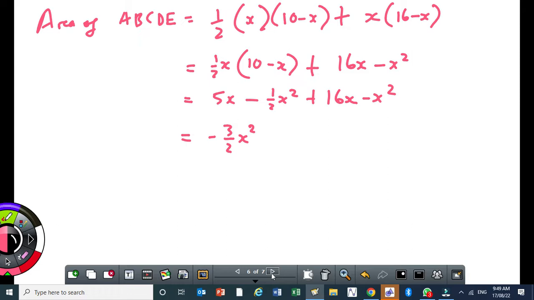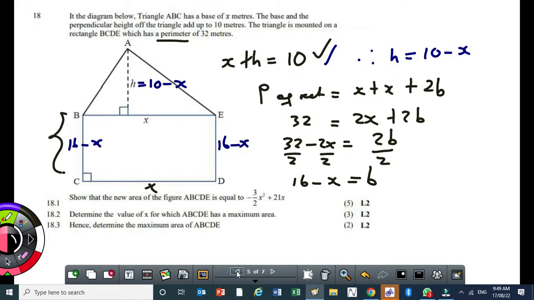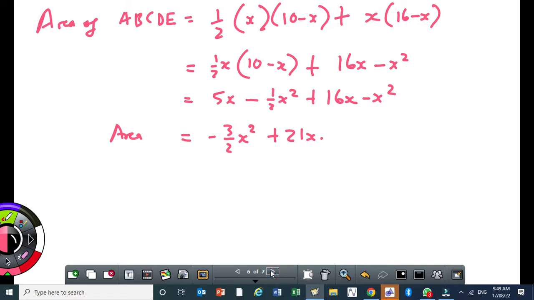Then 5x plus 16x will give us 21x. So that's the area. So I have shown it. Why is it next to 2? It's based on the terms we have, the simplification that we do. It's algebra. It's not calculus now. Everything I've done on this page here, it's not grade 12. It's grade 9 and 10.